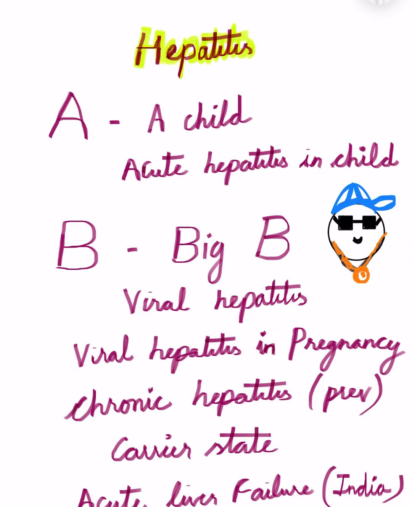Hepatitis A is the most common cause of acute hepatitis in children. This can be remembered with the mnemonic "A child". Here A stands for hepatitis A, and the child is to remember that hepatitis A is the most common cause of acute hepatitis in children.